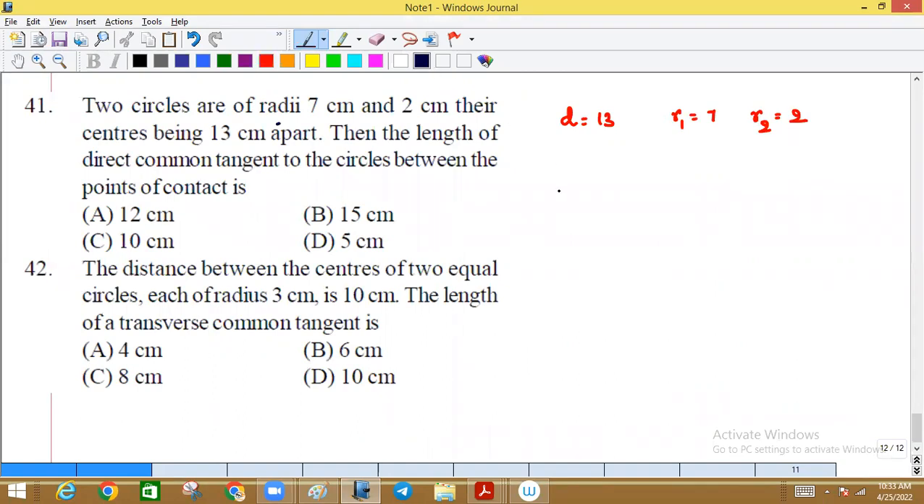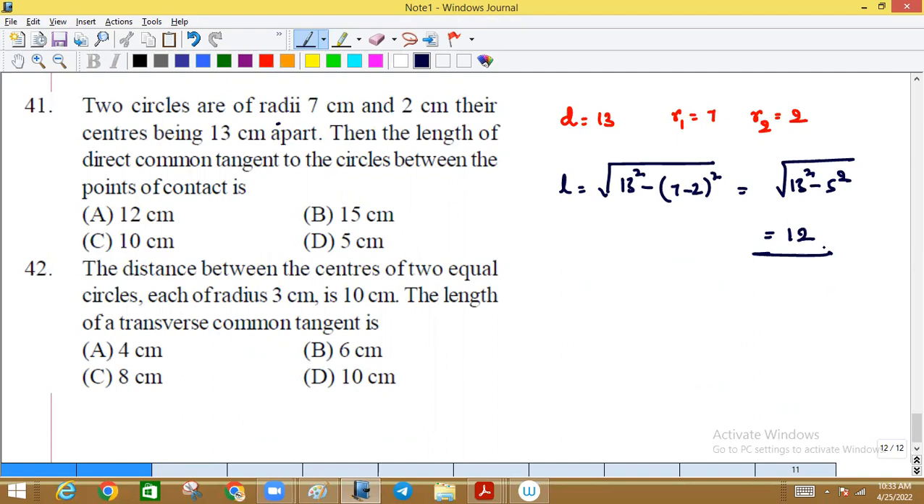Therefore, L is under root of 13 square minus 7 minus 2 whole square. What is 13 square minus 5 square? It is 12 square. Therefore, it is 12. Direct common tangent means R1 minus R2. Transverse common tangent means D is equals to how much here?